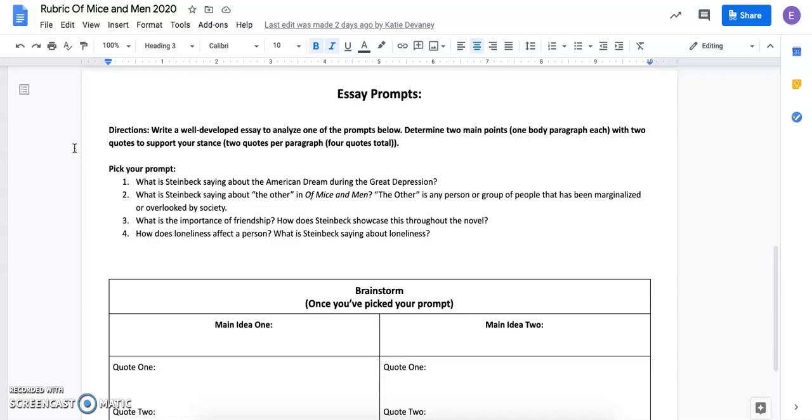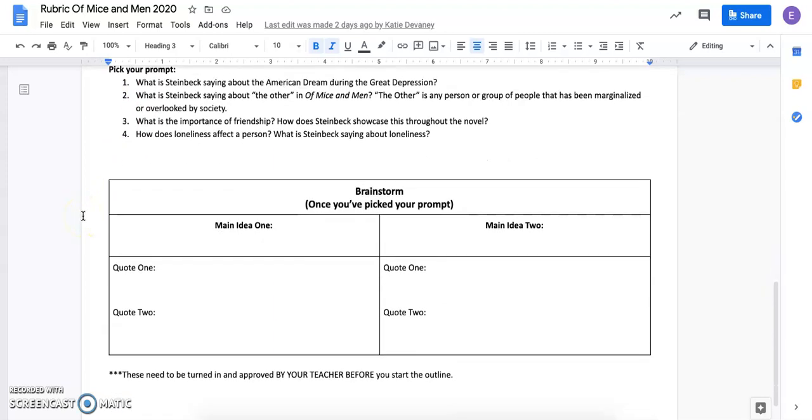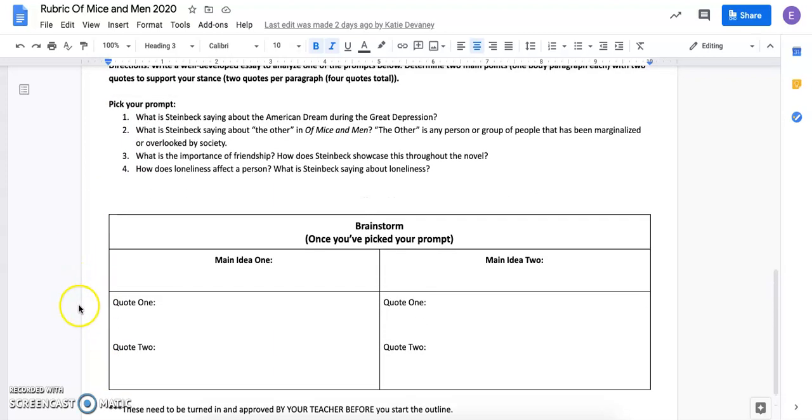So we are going to be writing an essay, a well-developed essay, to analyze one of the prompts below. You're going to determine two main points, one body paragraph each, with two quotes per body paragraph to support your stance. So, in total, you are writing a four paragraph essay that we'll explain a little bit more later on, with an intro, two body paragraphs, and a conclusion. But right now, all you're going to be doing today is picking a prompt and writing down quotes that you find in the book. You can pick one of the following four prompts, and you're going to circle or highlight for me on this page which one you select.